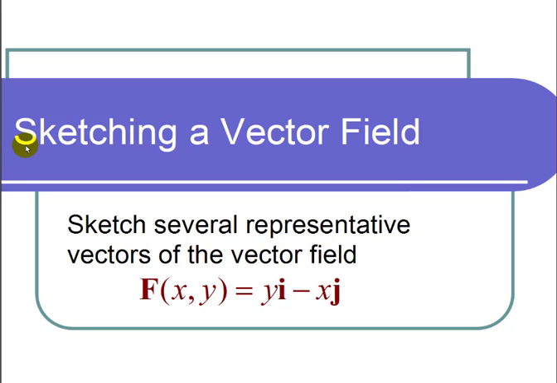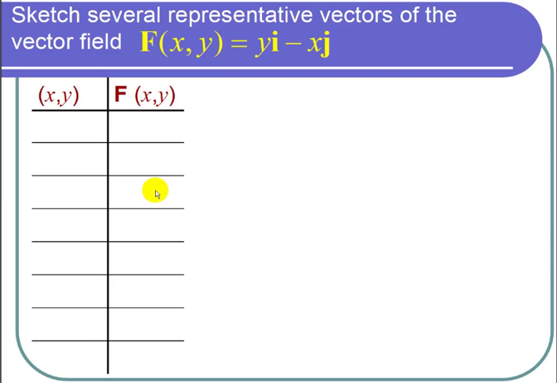This is a video on sketching a vector field. The question states, sketch several representative vectors of the vector field F(x,y) = yi - xj. So I'm going to start by making a t-table where the left-hand column will be a point, (x, y), and the right-hand column will be the vector corresponding to that point given this vector field.